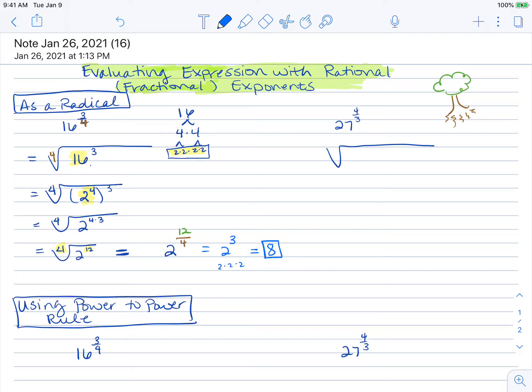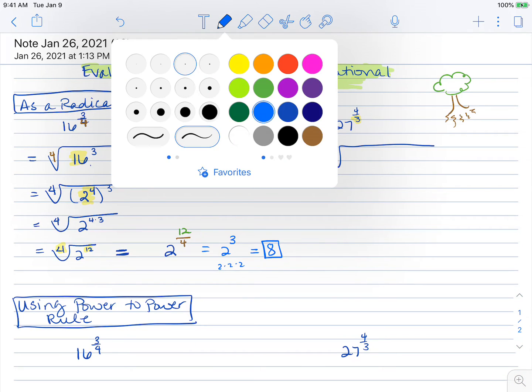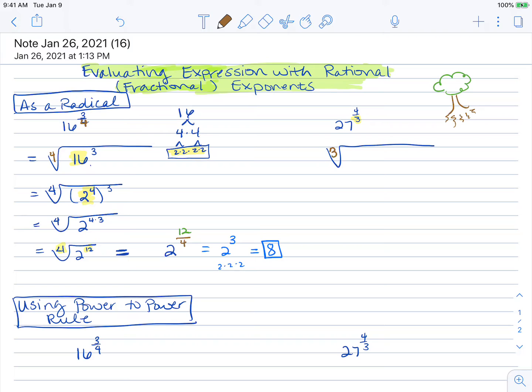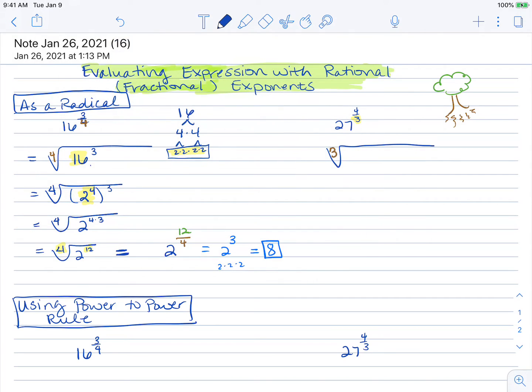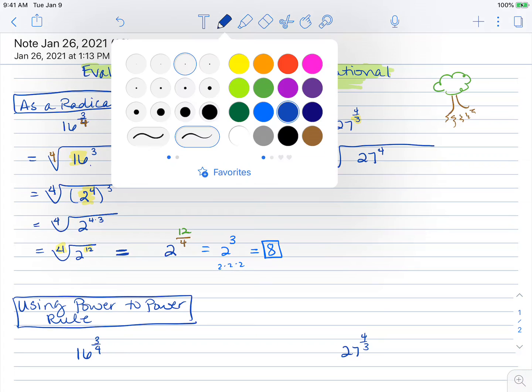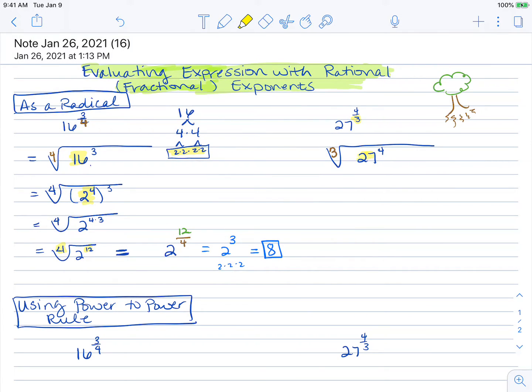I can do the same thing again with this 27 to the 4/3. Again, I'm going to rewrite this and say that I know that my root is what goes down here into my root, so that's going to be a 3, and that I have 27 to the 4th. And I can look at my 27 here and say, well, I can factor that guy out, I'm going to go like this so I can kind of keep this a little straight.